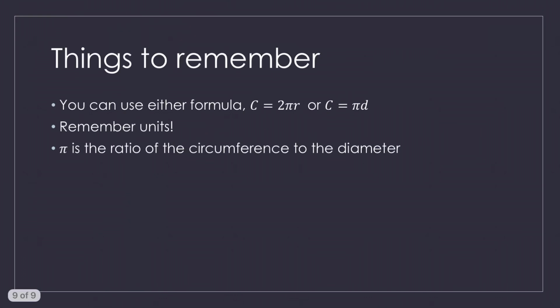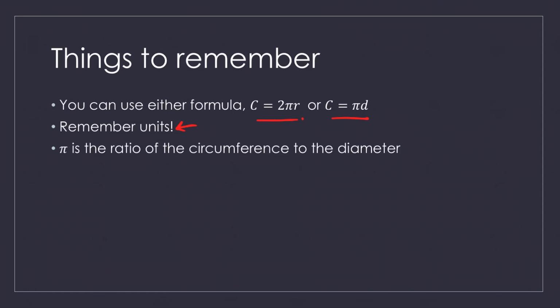So some things to remember is you can use either formula. You can use C equals 2 pi r, or you can use pi d. Again, I don't care. Just remember the units. If you don't remember the units, honestly, that's half the battle, because there's not a whole lot to grade you on when it comes to circumference. It's can you recognize the formula? Can you plug in a number? And then can you remember the units?